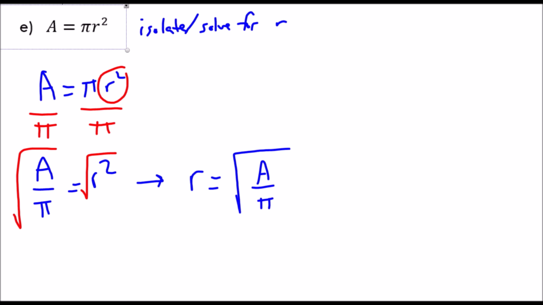The other note is the opposite of squaring something is always square rooting it, so that's why I square rooted over here. I square rooted both sides. So I square rooted this, and I square rooted this. Okay. And that's that. So there's my answer.